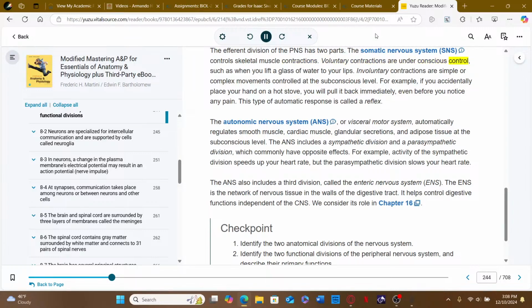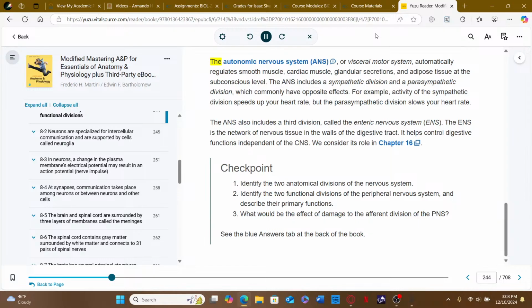Voluntary contractions are under conscious control, such as when you lift a glass of water to your lips. Involuntary contractions are simple or complex movements controlled at the subconscious level. For example, if you accidentally place your hand on a hot stove, you will pull it back immediately, even before you notice any pain. This type of automatic response is called a reflex.